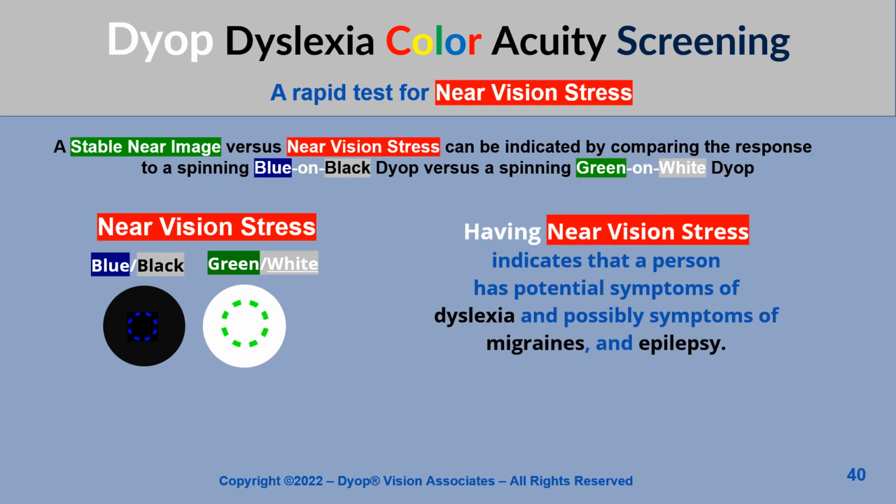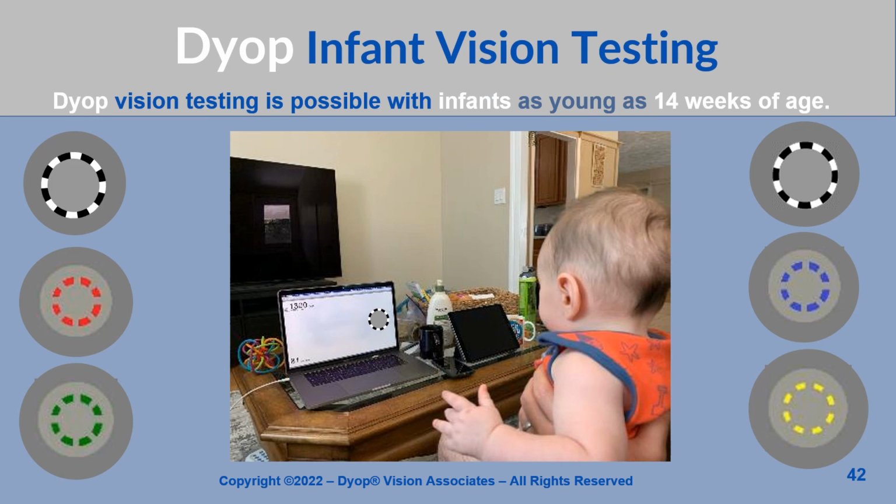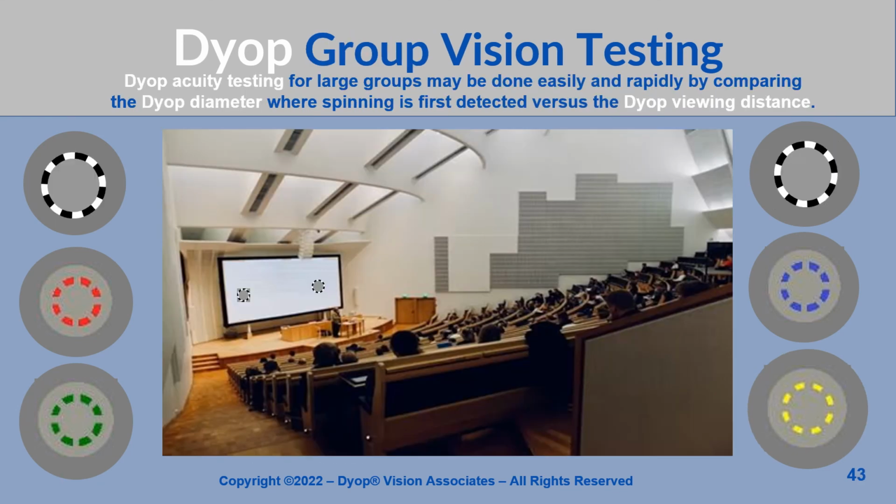Having near vision stress indicates that a person has potential symptoms of dyslexia and possibly symptoms of migraines and epilepsy. How well does it work? The diop color screening test using a blue on black versus a green on white spinning diop has a 90% correlation for diagnosed symptoms of dyslexia. Diop vision testing is also possible with infants as young as 14 weeks of age.